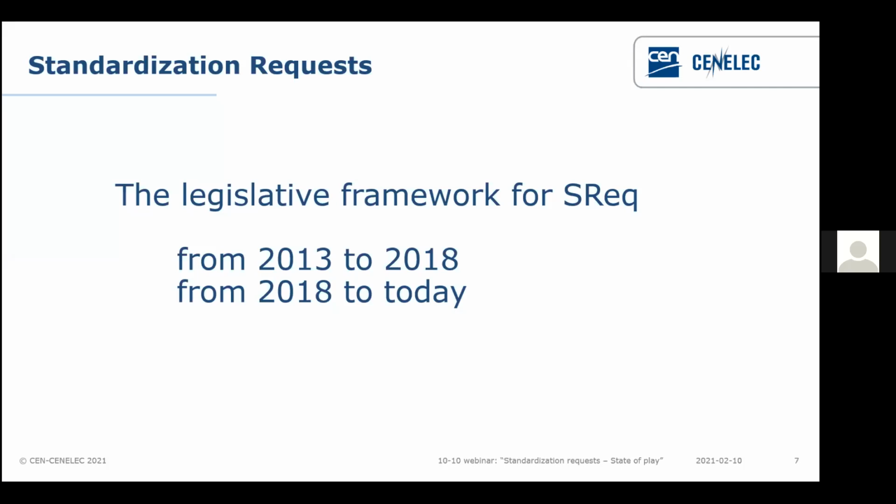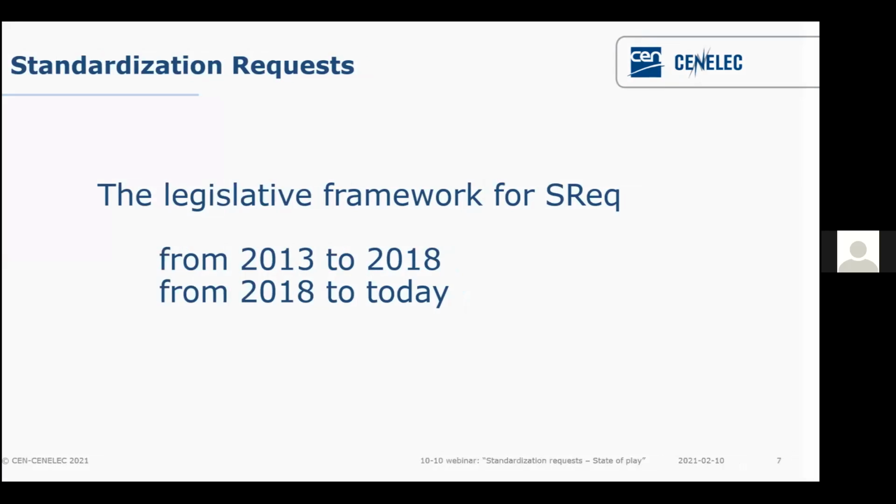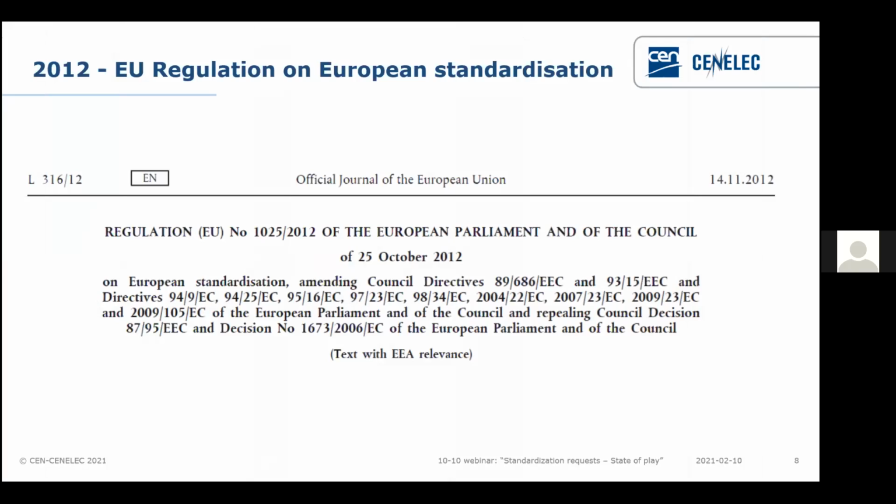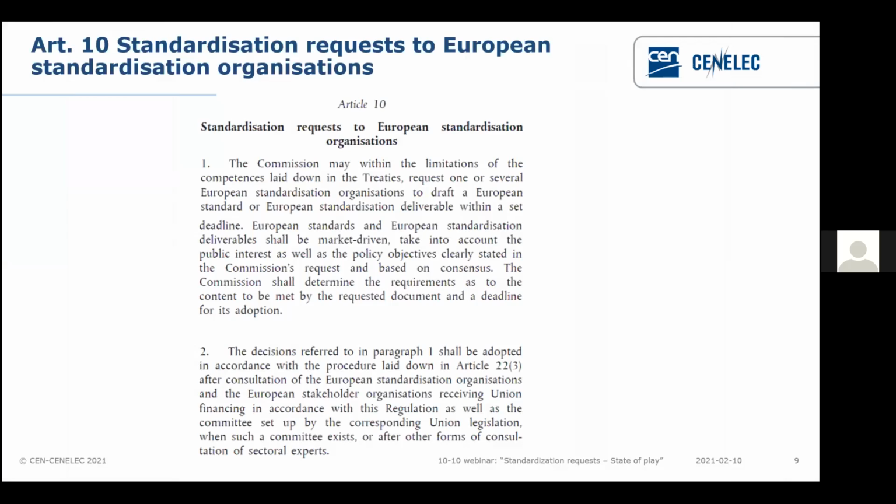Okay, let's see the legislative framework for the standardization request. You can see already from the screen that we start in 2013 with the entry into force of Regulation 1025 until 2018. Then in 2018 something changed, and I hope this will be clear in the next slides. You are, I guess, very familiar with the Regulation 1025 on European standardization. This regards the cooperation between the European Commission, the European standard organizations, the national standard organizations, and the member states. In particular, Article 10 is about the process for the standardization request.